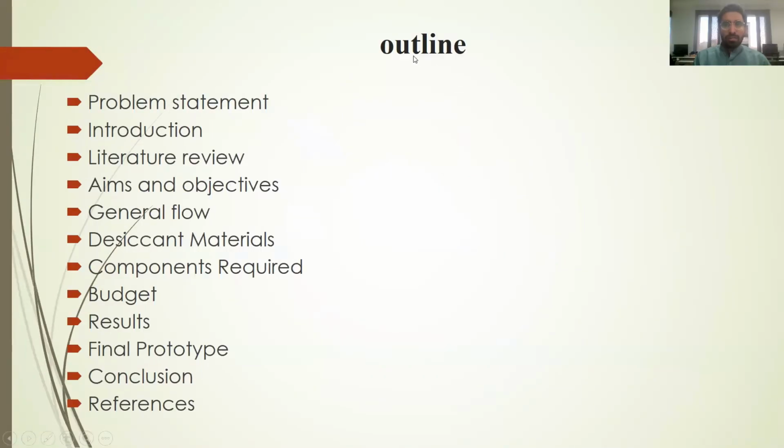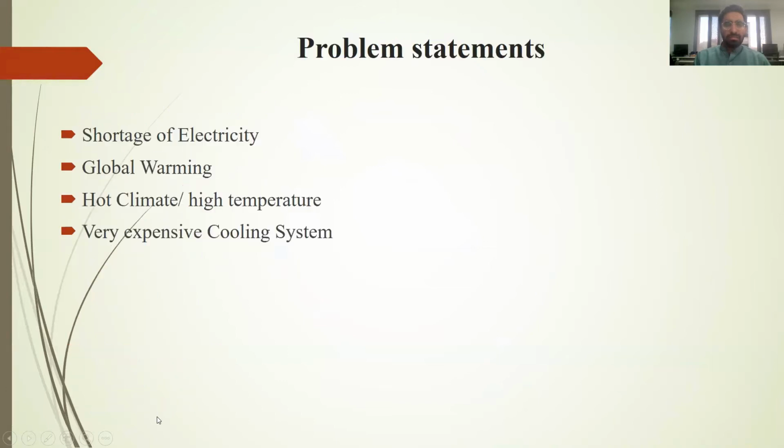This is the outline which we are going to follow. We will discuss the problem statements, introduction, literature review, aims and objectives, journal flow, desiccant material, components required, budget, result, final prototype, conclusion, and then references.